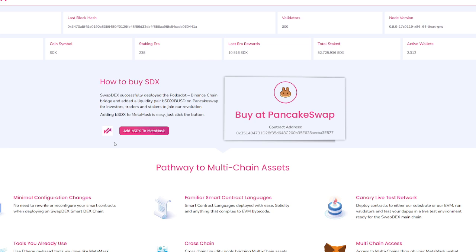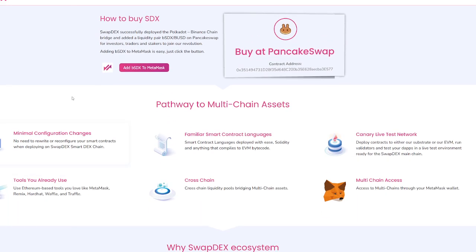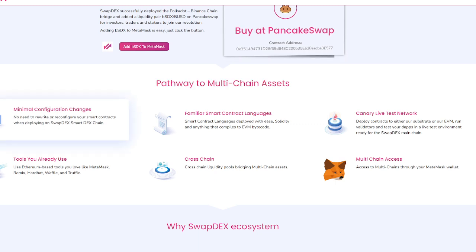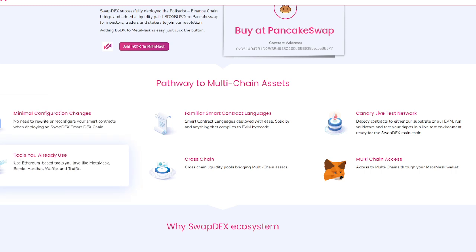And like I said, there's a lot of reasons as to why people are getting involved with SDX. If we see here as well, the pathway to multi-chain assets being minimal configuration changes, so no need to rewrite or reconfigure your smart contracts when deploying on SwapDEX SmartDEX chain. You also have tools already used. So there's actually different tools that you already use that are being used here with SwapDEX. So use Ethereum-based tools like MetaMask, Remix, Hardhat, Waffle, Truffle. All of those work great with SwapDEX.